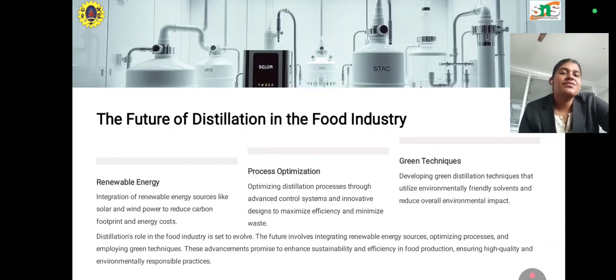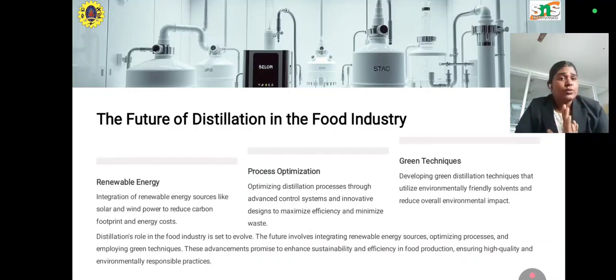So here is the future of distillation in the food industry. First of all, renewable energy: the integration of renewable energy sources like solar and wind power to reduce the carbon footprint. And next is process optimization: optimizing the distillation process through advanced control systems and innovative design to maximize efficiency and minimize waste. Next is green techniques: developing green distillation techniques that utilize environmentally friendly solvents and reduce the overall environmental impact.